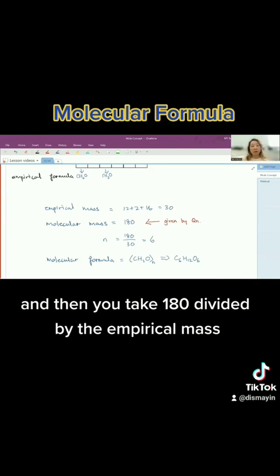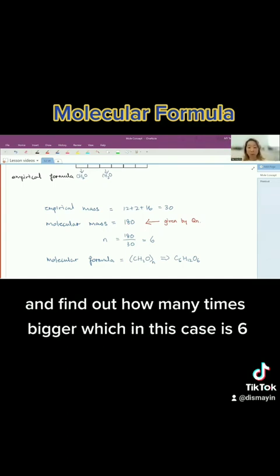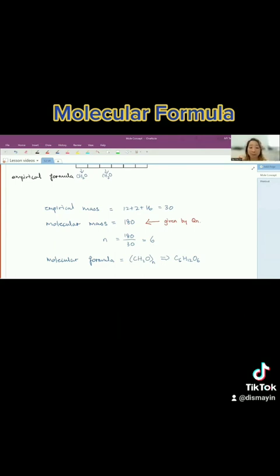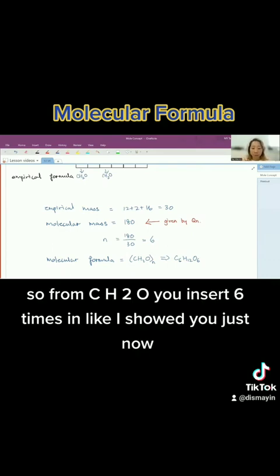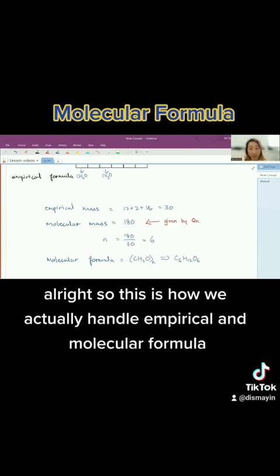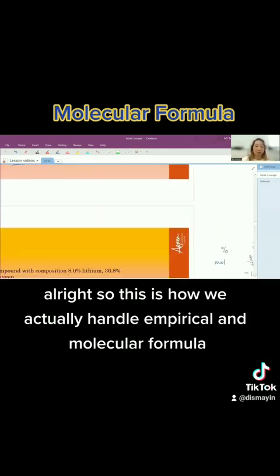And then you take 180 divided by the empirical mass and find out how many times bigger, which in this case is 6. Then you insert the 6 into the empirical formula. So from CH2O, you insert 6 times in, like I showed you just now, it becomes C6H12O6, alright? So this is how we actually handle empirical and molecular formulas.